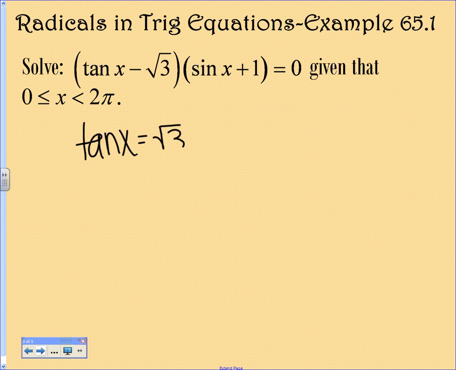equals the square root of 3, and yes, the sine of x equals negative 1. You set both of your factors equal to 0. Do you see how, after one step, we're already to that part? We'd have to go to like 8 different steps to get there. Okay, so when does tangent equal square root of 3?